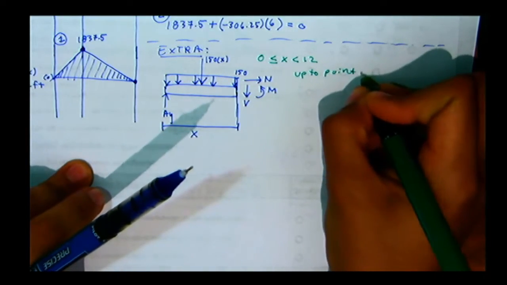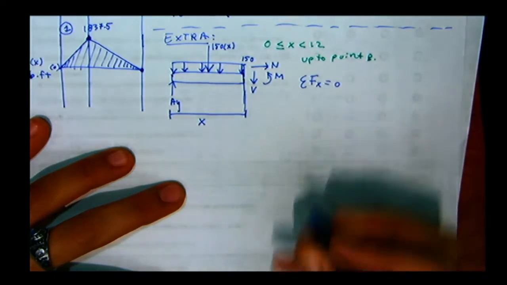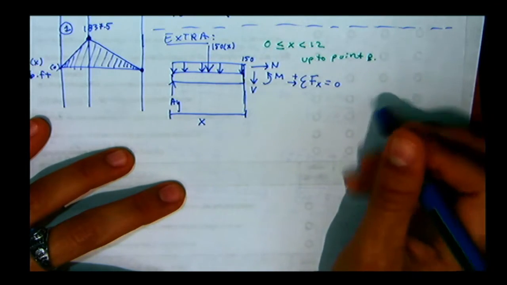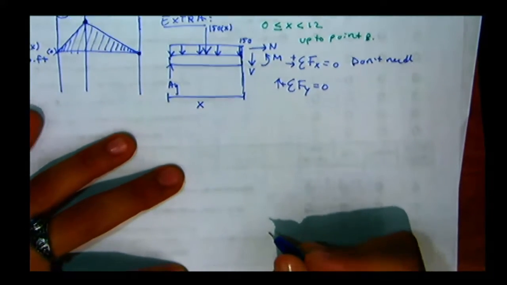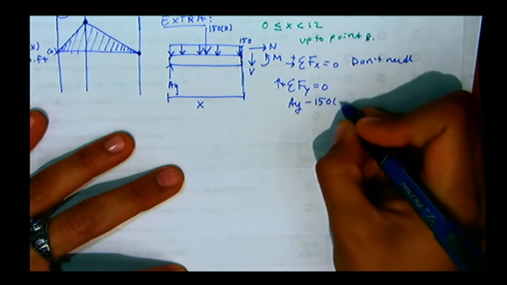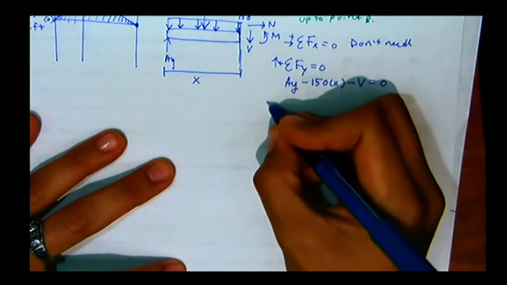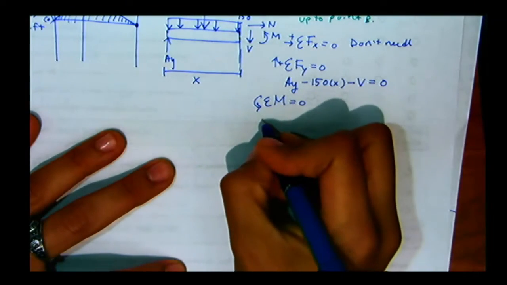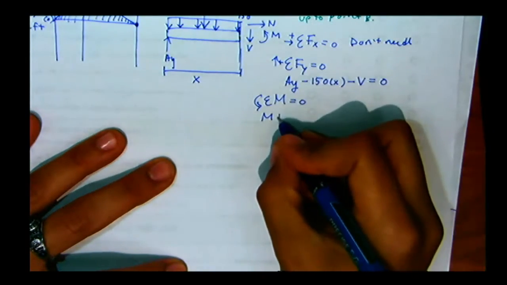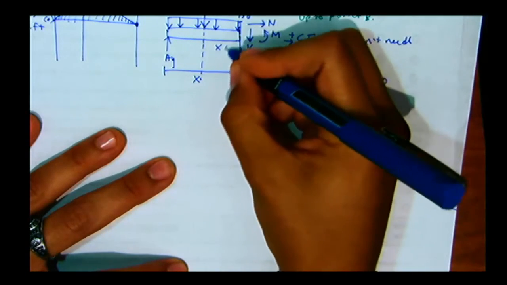Okay, so if we did summation of forces in the x, that wouldn't really help us now, would it? Don't need. Summation of forces in the y. So we have AY minus 150 times x, and we have our shear. Okay. And we could take a moment as well about that moment. So be the moment plus 150 x, and we know that this is going to be in midpoint, right? So that's the distance away from this moment. And then we have AY, which is negative, right? Yep.